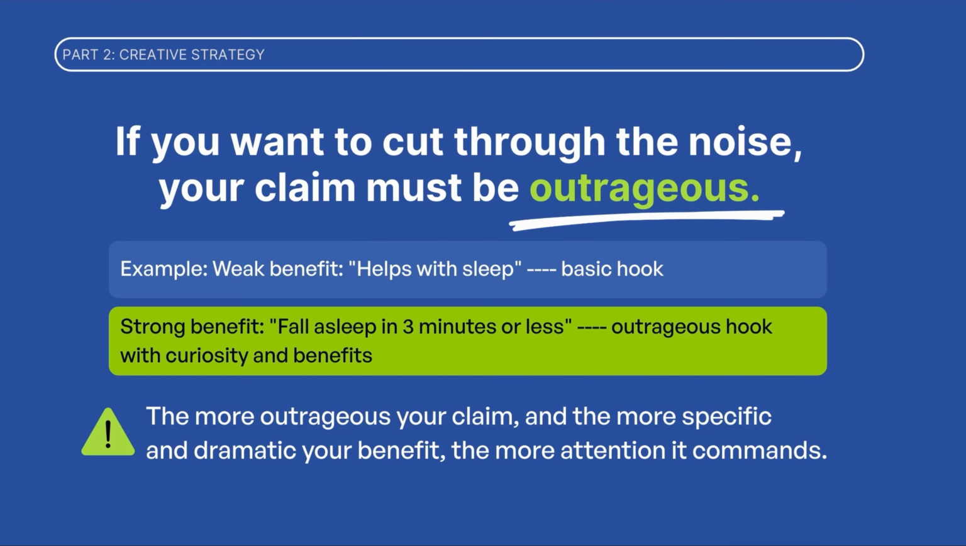If you want to cut through the noise, your claim must be outrageous. Example, here's a weak hook. Helps you fall asleep. Here's a strong hook. Fall asleep in 3 minutes or less. The more specific and dramatic your benefit, the more attention it commands.